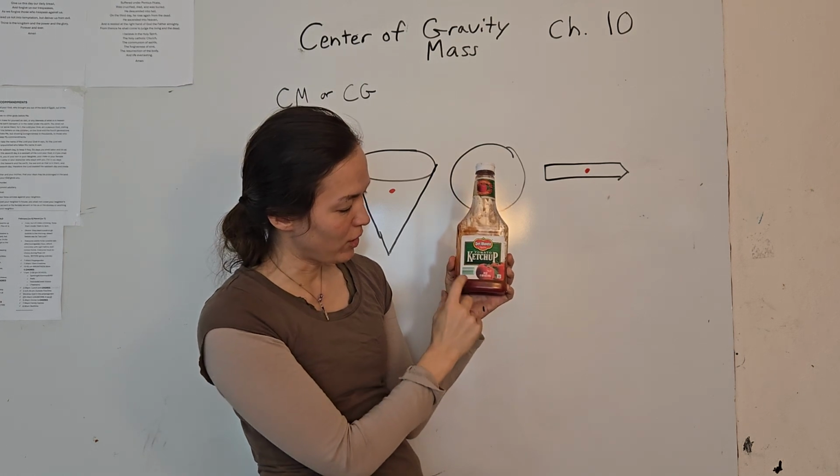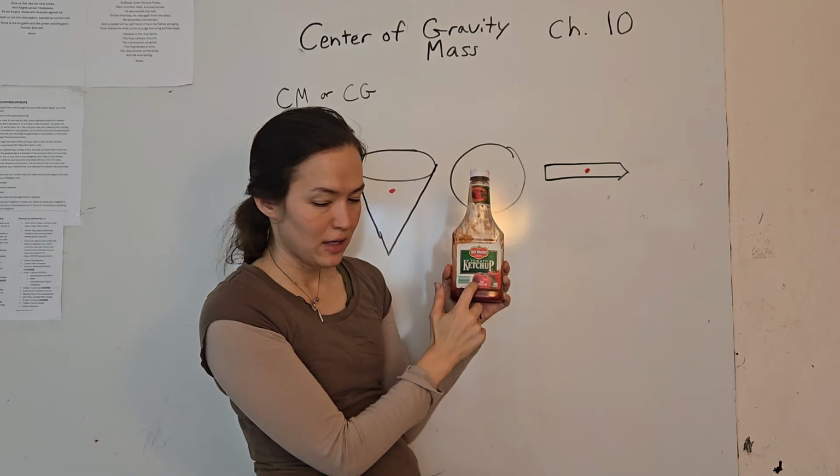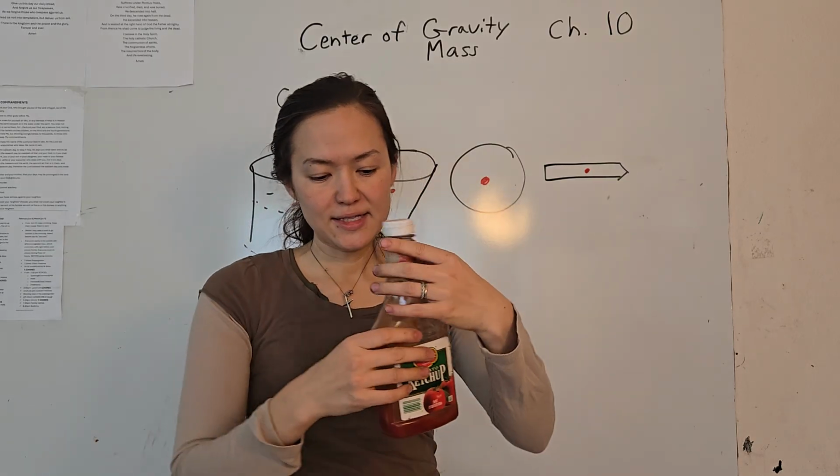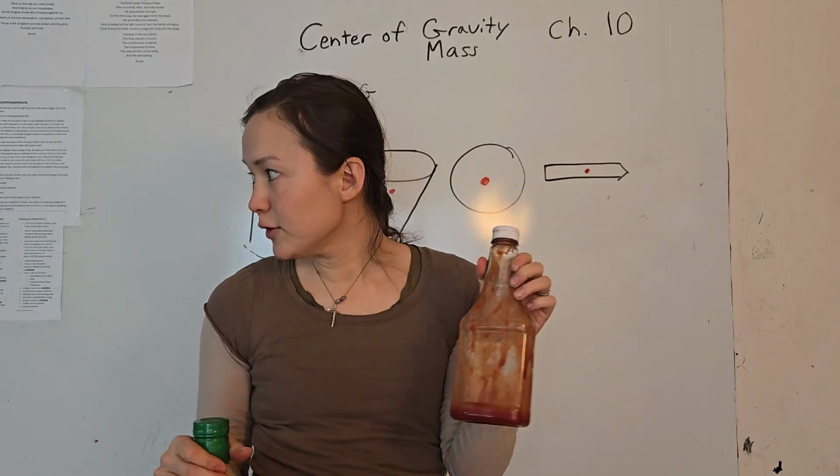When the ketchup is way low, my center of mass is probably way down, because you've got the mass of the bottle and then the mass of the ketchup. So the bottle's here. For this mostly empty ketchup bottle, the center of mass is much lower. I wish I had a full ketchup bottle, but I don't.